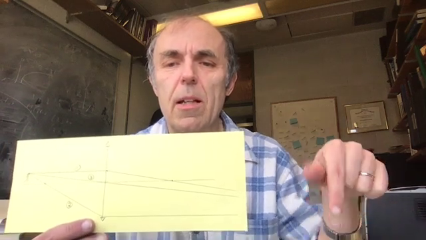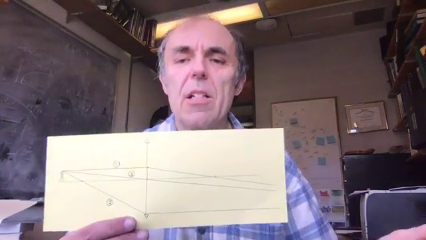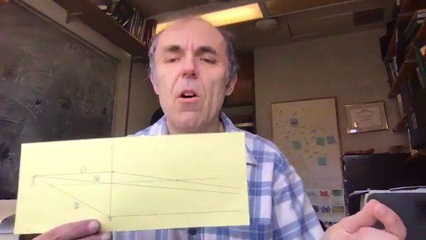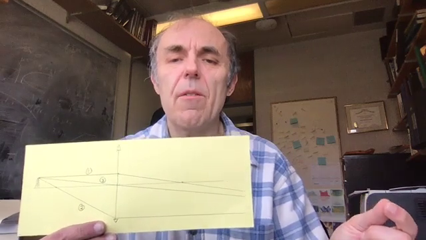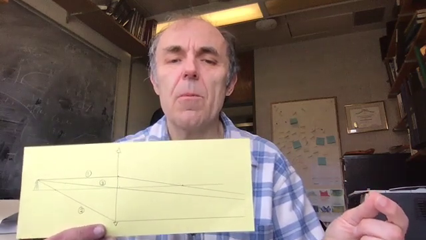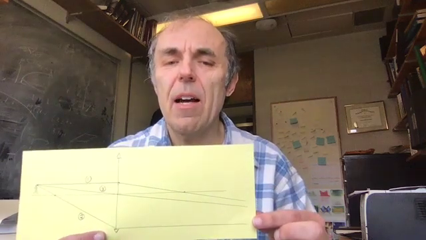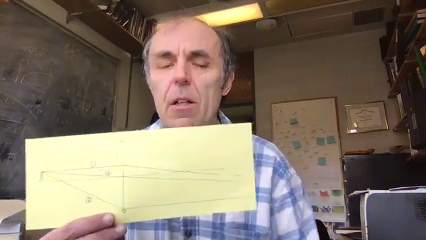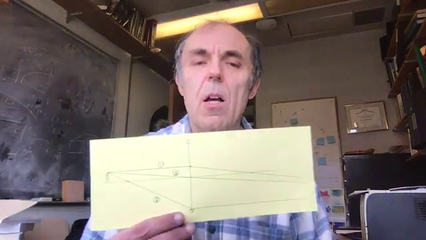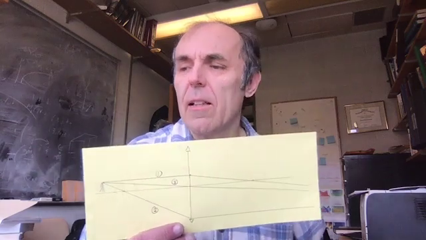Also, it's pretty clear the image is going to be upside down. So it's going to be an inverted image. It's going to be real because the rays are all meeting out here. They're all meeting at a point. If you put film there, you could develop that image. And it looks to me like it's going to be magnified compared to the object. So I'm expecting a real inverted magnified image. Those are the 3 rays. Now let's do this analytically.